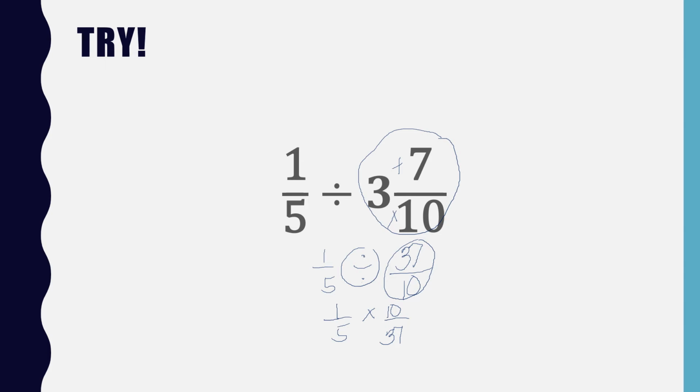Now, do we have common factors? Yes, we have 5 and 10. Their common factor is 5. So 5 divided by 5 is 1. 10 divided by 5 is 2. We can no longer cancel any pair, so we multiply: 1 times 2 is equal to 2, and 1 times 37 is equal to 37. That is the final answer to this problem. Did you get it? Very good if you did.